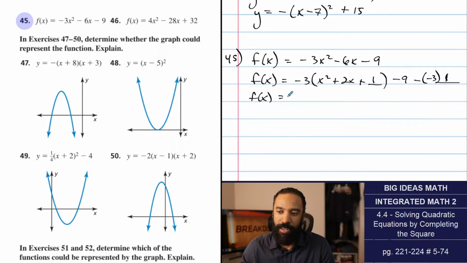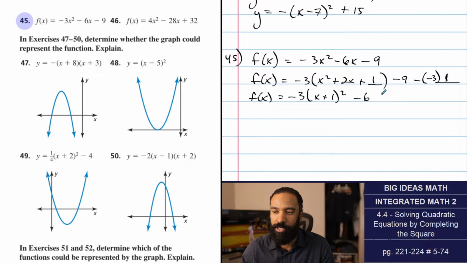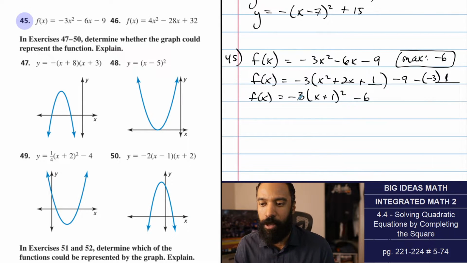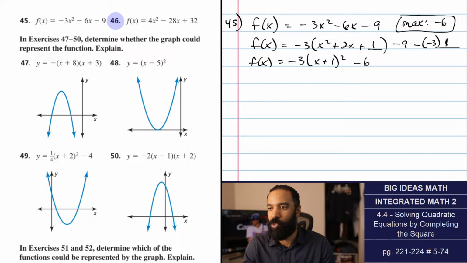And of course, we're all about finding that max or min. This will be another max, x plus 1 quantity squared. -9 plus 3 times 1, so -9 plus 3 is -6. This will be a maximum of -6, as the graph is still upside down because that is still a negative. And then number 46 looks like a minimum again. We haven't seen one of those in a while.